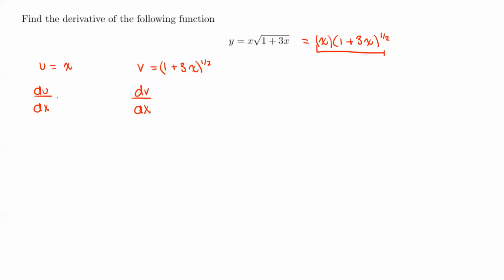So du/dx is easy, that's just equal to 1. But dv/dx, what's that going to be? That's not in my log tables. And if we look at that again slowly, we can see that that's a function inside a function, isn't it? So to find the derivative of v, dv/dx, we're going to have to bring it to the side and use the chain rule because it's a function inside a function.